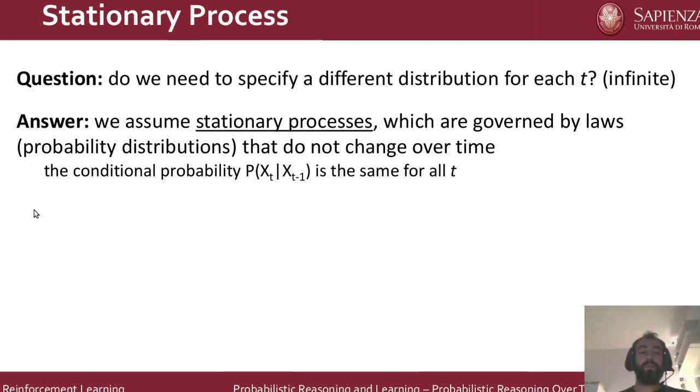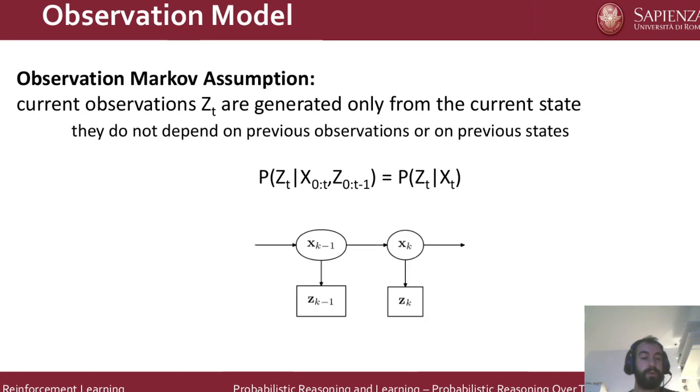We also want to say that we generally assume stationary processes, which means that these probability distributions that we described above do not really change over time. So this conditional probability of getting a certain state from a previous state is always the same for all the time steps. So we don't need to specify a different distribution for every time step. So we say that the transition function can be Markov or can respect the Markov assumption.